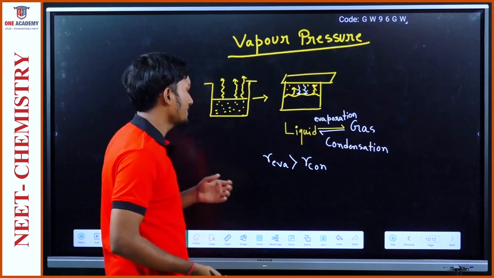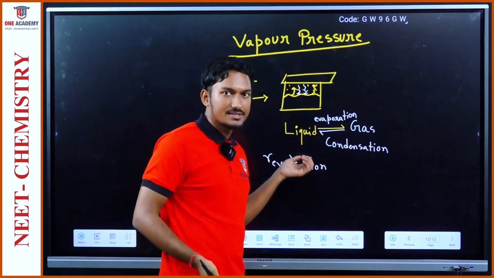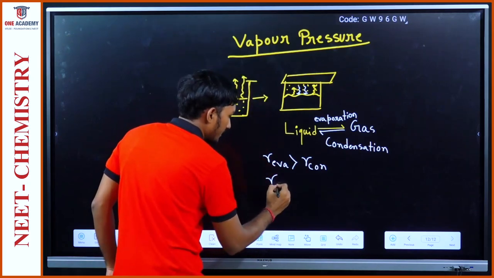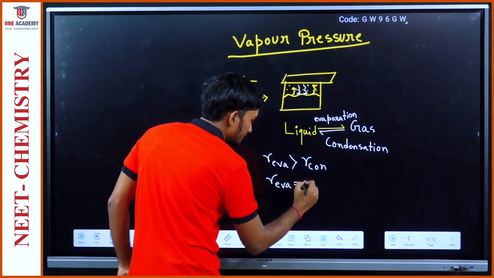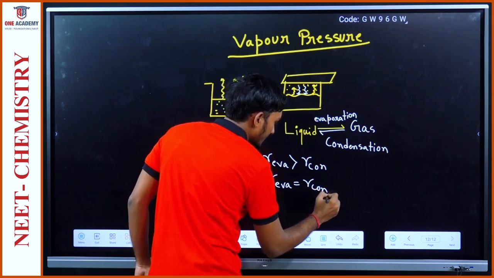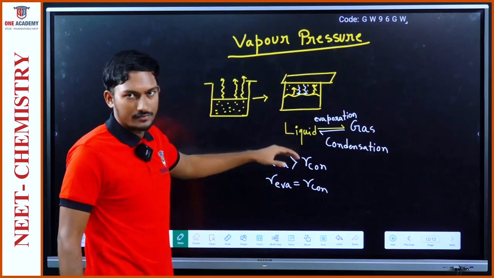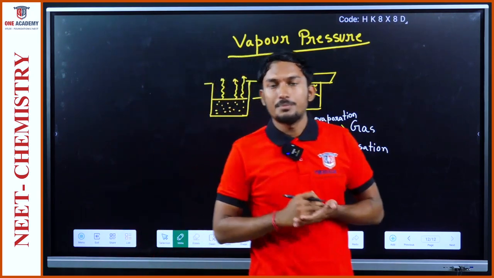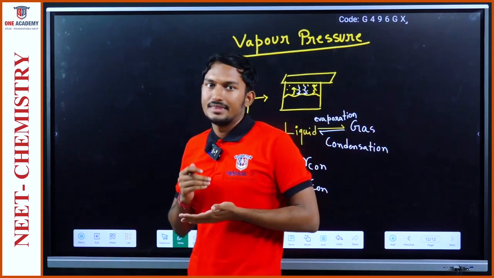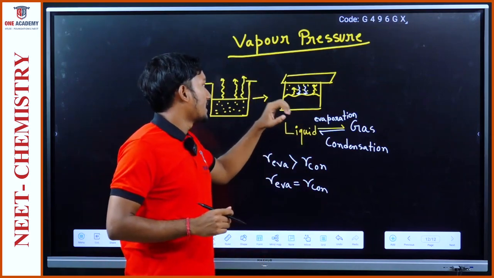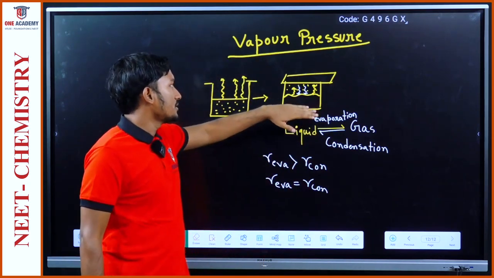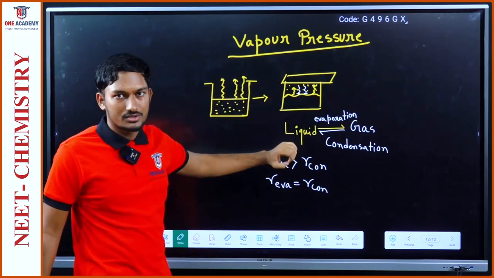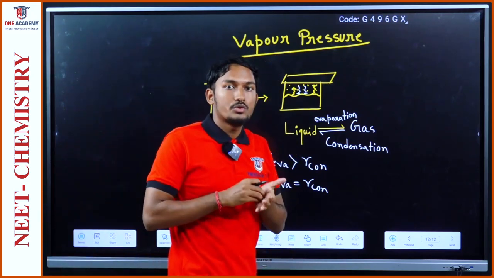But after some time the rate of condensation increases such that the rates become equal: the rate of evaporation and the rate of condensation are equal. That does not mean that evaporation has stopped or condensation has stopped. It means that at the rate at which gas molecules are formed, at the same rate gas molecules are coming down to the solution, and it is called the equilibrium state.